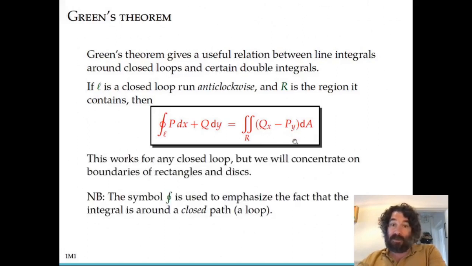So this works for any closed loop. In fact, L can be any curve that comes back around to itself, but we're just going to consider rectangles and disks, because those are the sets we've considered doing double integrals over. This symbol for the line integral on the left-hand side of the equation just indicates that the integral is over a closed loop, so it begins and ends at the same point. Okay, this formula is Green's theorem.